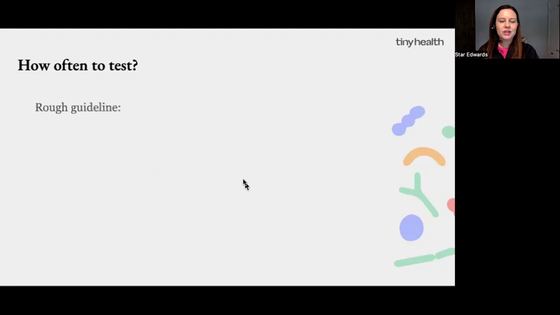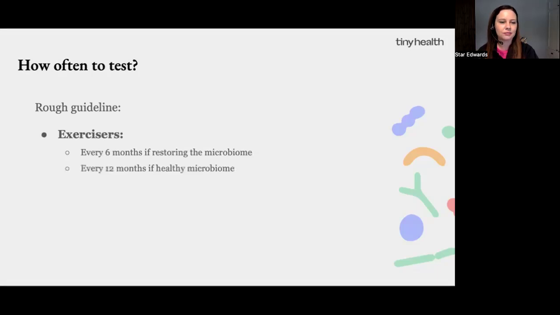How often should you test? This is really a rough guideline because it's going to depend on many different factors. For your exercisers and weekend warriors, it's great to test every 6 months if they're restoring the microbiome. So if they do a test and they see that there's something they need to work on, then generally we'll offer some recommendations and ask that they retest in about 4 to 6 months to make sure that we're on the right track and we've corrected what we need to correct.